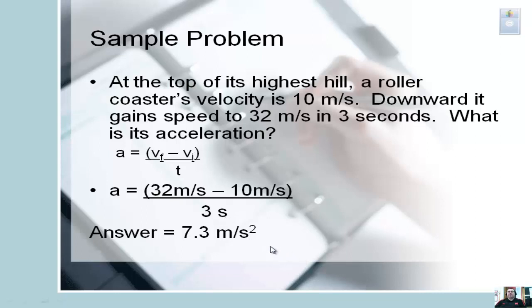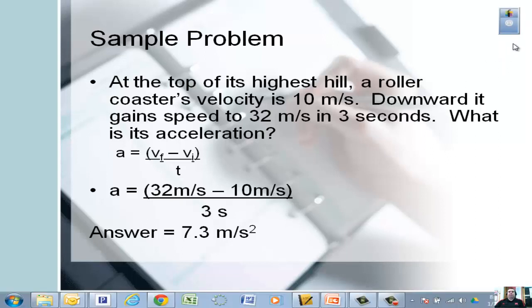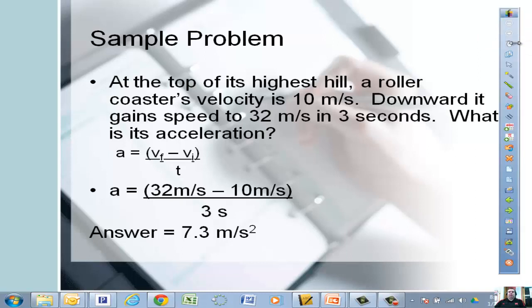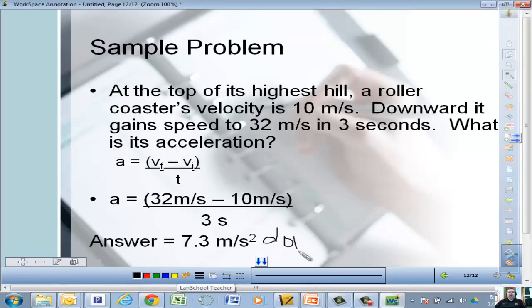The only thing I'm missing here, notice, I didn't give you a direction. So if this was your answer, I would count it wrong, or count part of it wrong. It would be worth 2 points. The thing you would also have to add on here is that direction downward. So the correct answer should be 7.3 meters per second squared down. So I would want to add in the down portion for it, or downward.